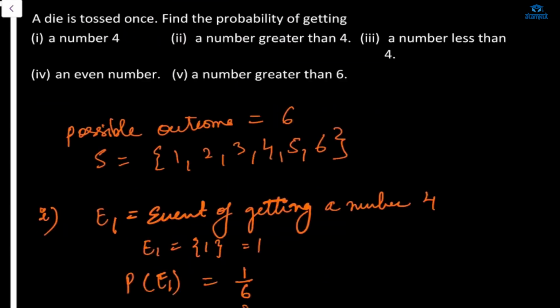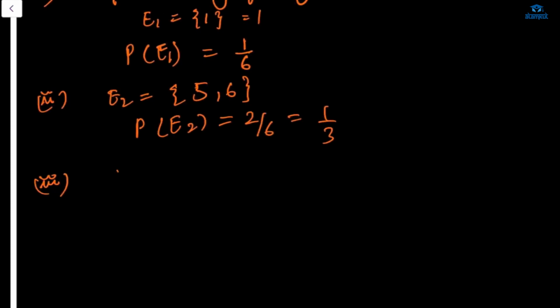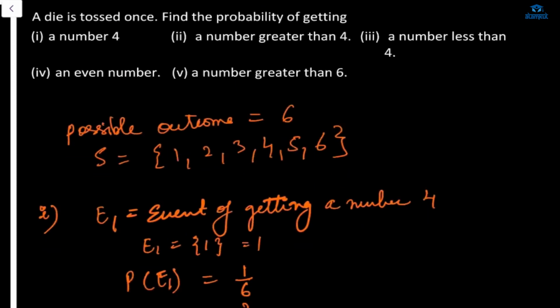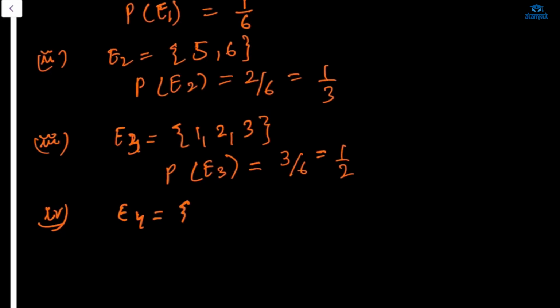Now we'll see the third one. What is the third one? A number less than 4. How many numbers are less than 4? From the dice you will see 1, 2, 3. These numbers are less than 4. So the probability of the P(E3) event will be 3 by 6, so it will be 1 by 2. An even number. What are the even numbers that we can see on a dice? That is 2, 4 and 6. So again P(E4) will be equal to 3 upon 6, that is 1 by 2.